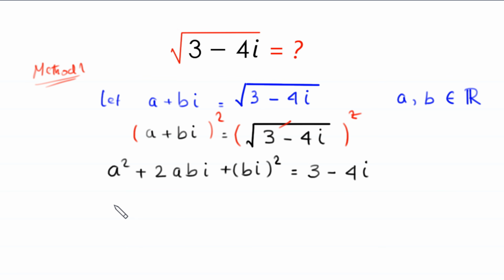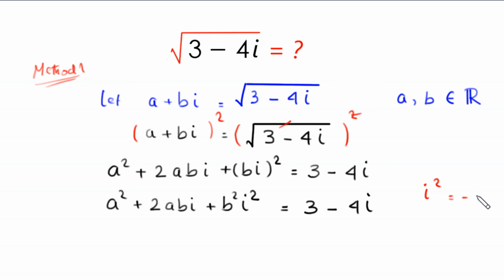Further simplify, this will become a squared plus 2abi plus b squared i squared equal to 3 minus 4i. Now because i squared is equal to negative 1, this will become a squared plus 2abi minus b squared equal to 3 minus 4i.